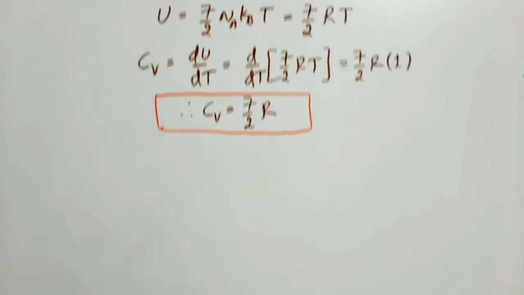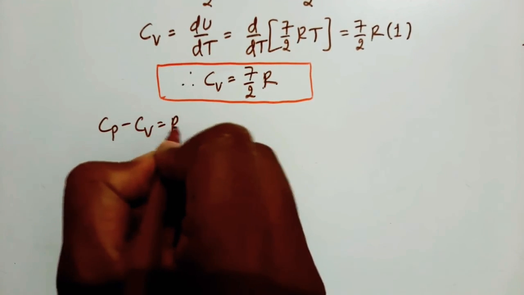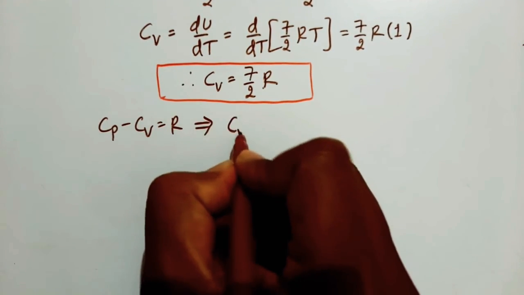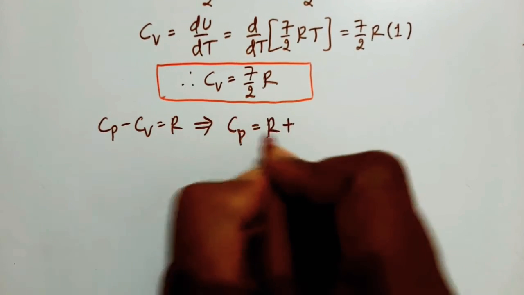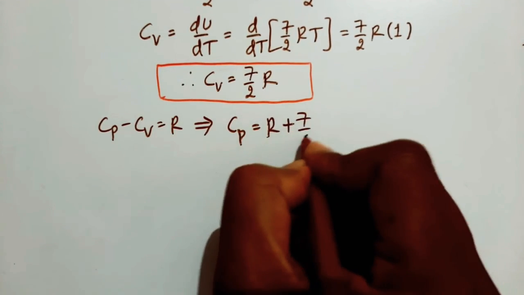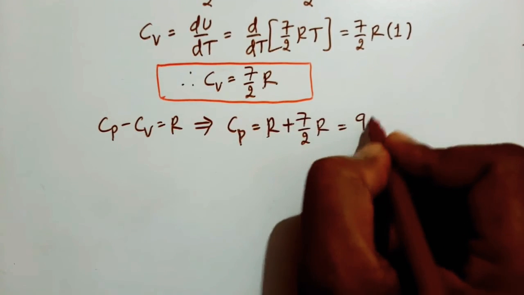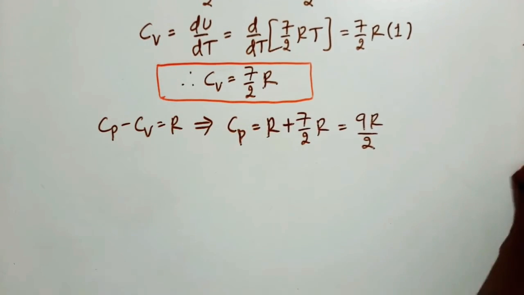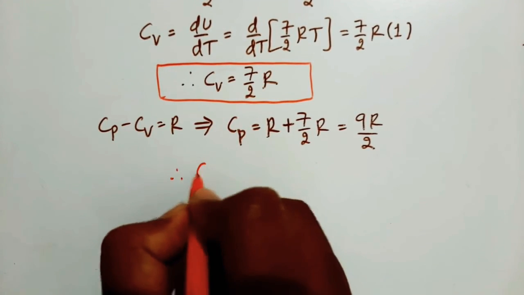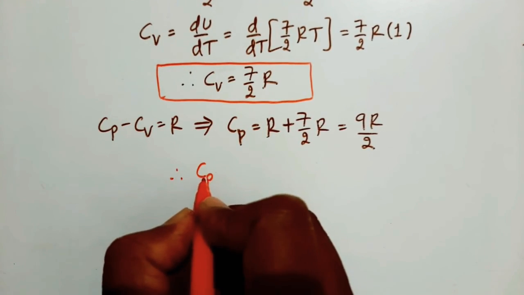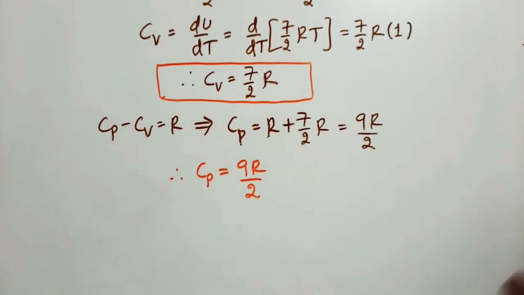We know Cp minus Cv is equal R. That is Cp is equal R plus Cv. So here Cv is 7 by 2 R, that is equal 2 ones are 2 plus 7, 9R by 2. For a non-rigid diatomic molecule, specific heat at constant pressure Cp is equal 9R by 2.